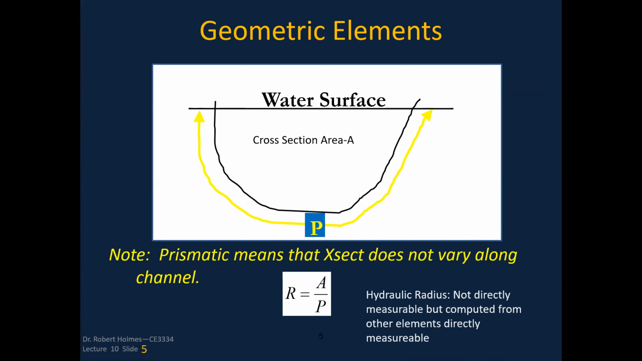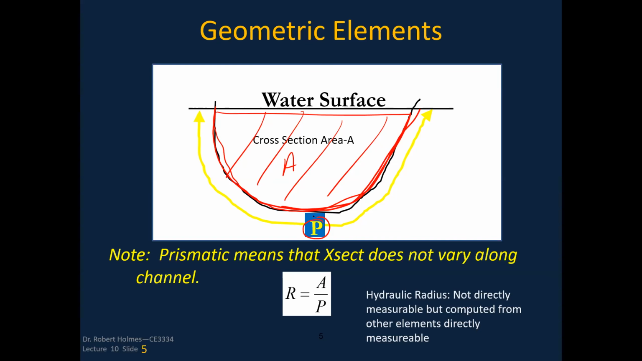If we look at geometric elements, what we're talking about is characterizing the cross-sectional geometry. This is a channel, and this is the fixed bed here. We've got a water surface up here. The cross-sectional area is designated A. The wetted perimeter is a lineal distance that designates the interface between the fixed non-moving surface and the moving water. In this case, it's the very bottom of the channel here. That is a value of P. We can talk about the top width.